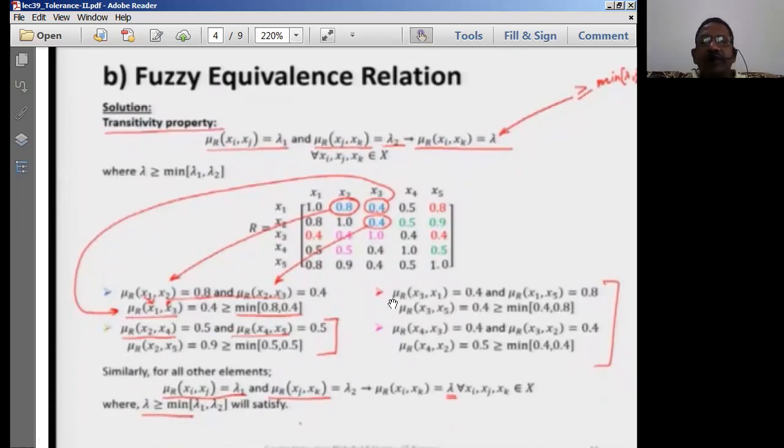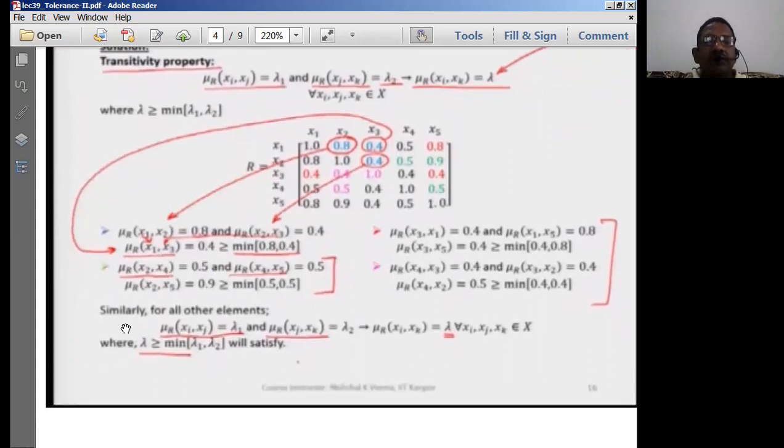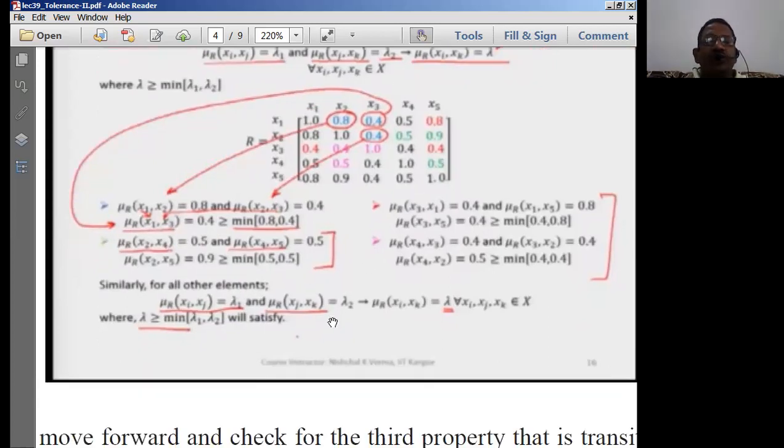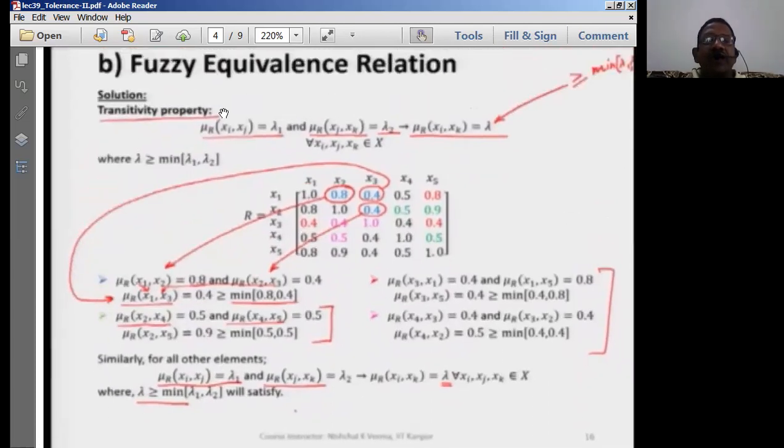And similarly, we go for other elements like x3, x1, x1, x3, x3, x5, all these things. Now, when you compare similarly for all other elements, it takes around 20 to 25 minutes to really pick up all these values for all these relationships. So when all these values satisfy the relationship that lambda is greater than or equal to the minimum of lambda 1 and lambda 2, then we say that it is satisfying the transitivity property.